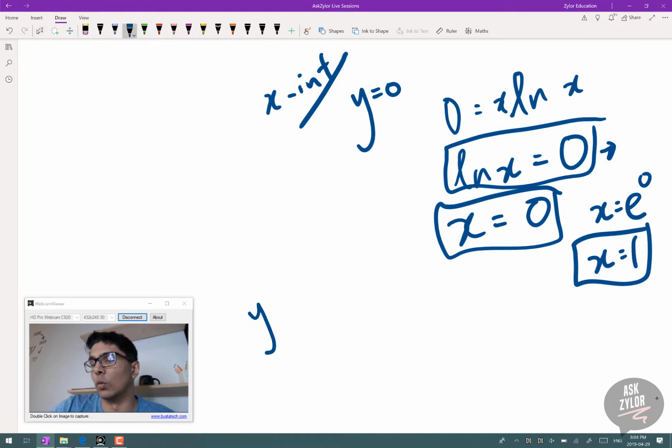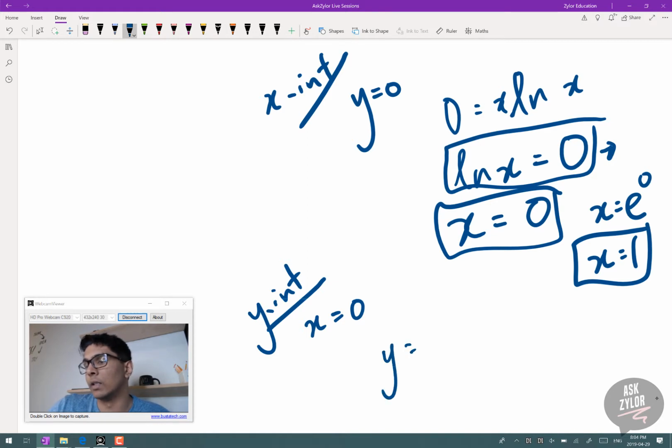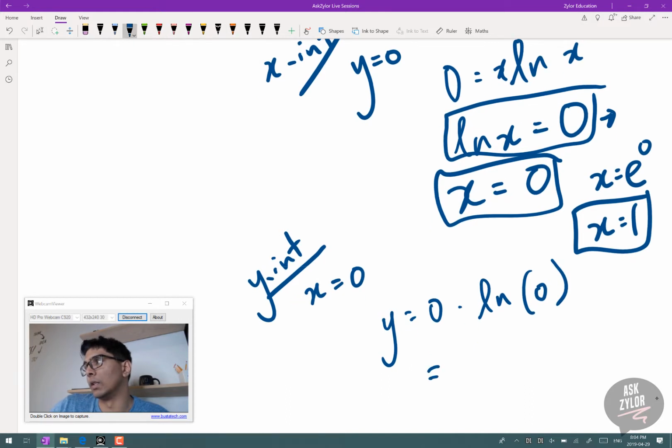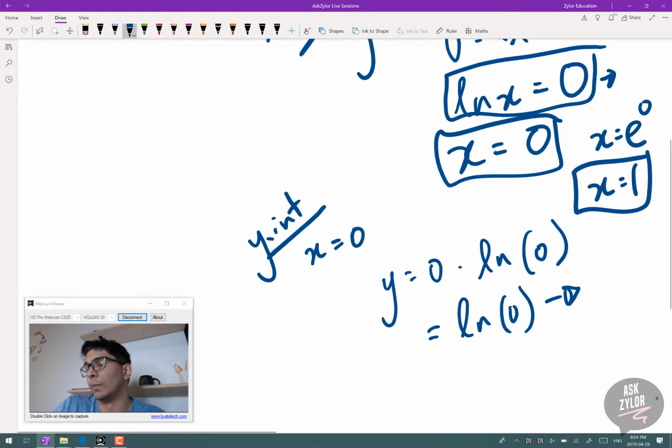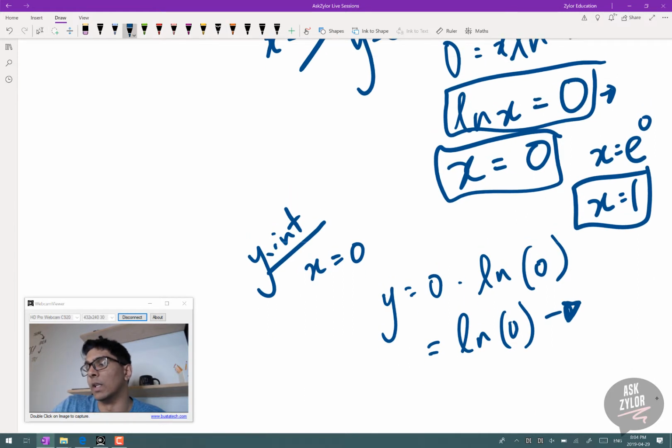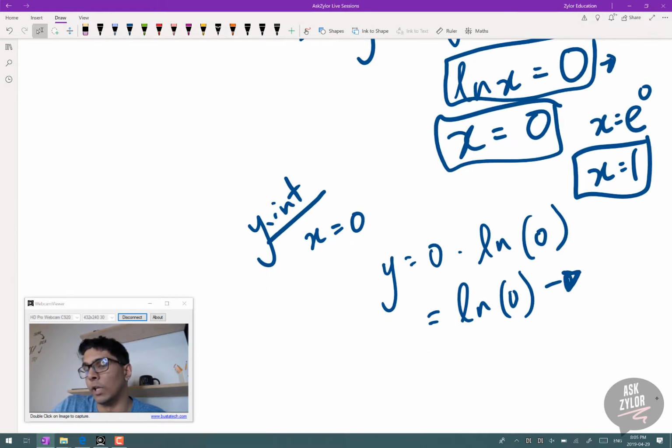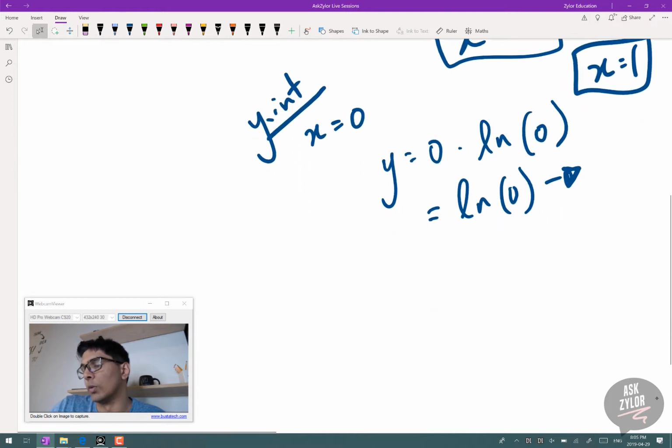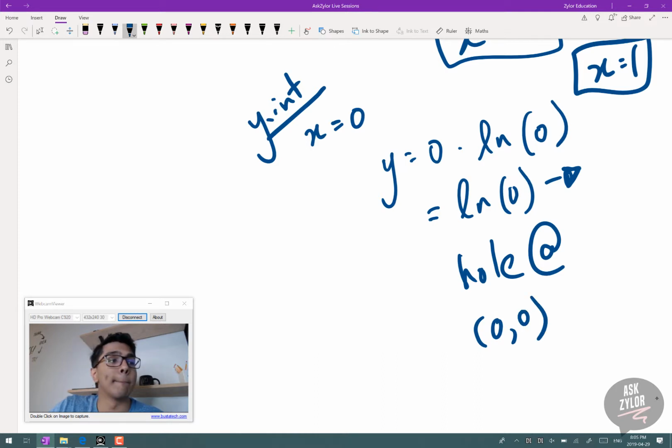The next is the y-intercept. The y-intercept takes place when x is equal to 0, so I'm going to substitute 0 for my x's. I have 0 times ln of 0. That's going to give me an undefined value, because ln of 0 is never going to give me a proper value. Remember, we have a vertical asymptote at x equal to 0 for the ln function. So what I should have is a hole at (0, 0).